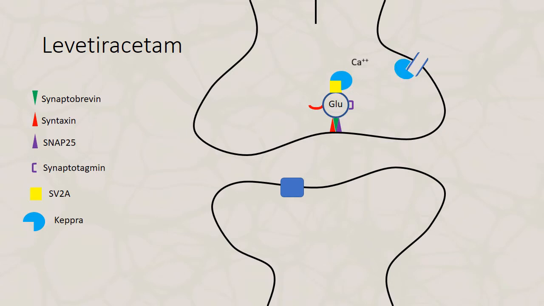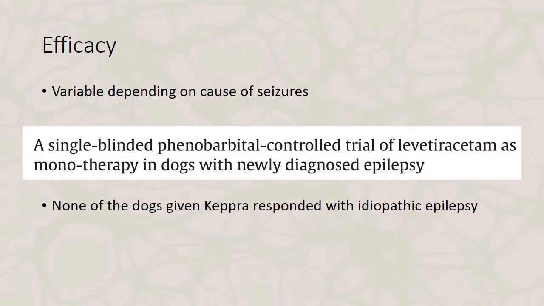Keppra also has some effect on the presynaptic L-calcium channels, making it more difficult for calcium to actually enter into the neuron itself. However, the main effect is thought to be on the SV2A, based on studies done in knockout mice. This is information on the efficacy.